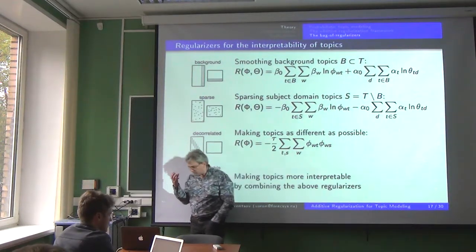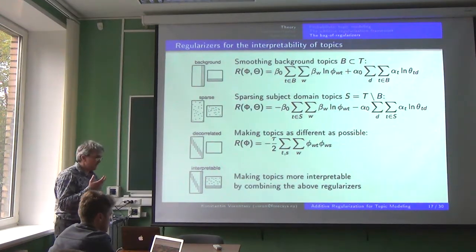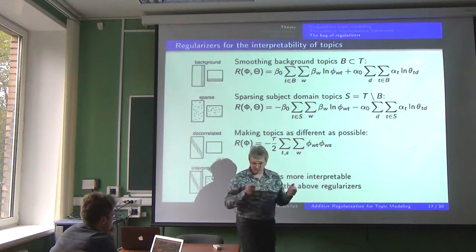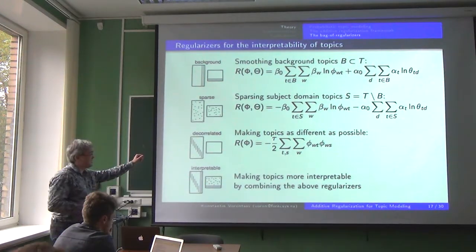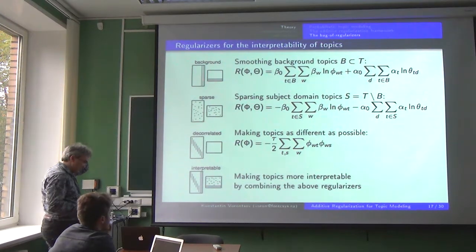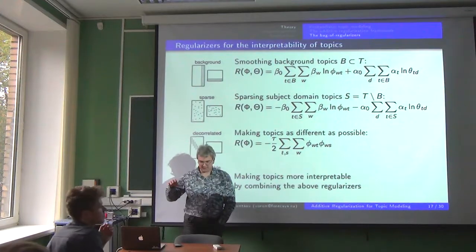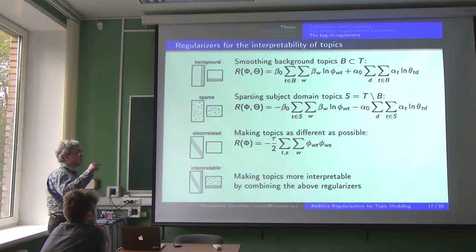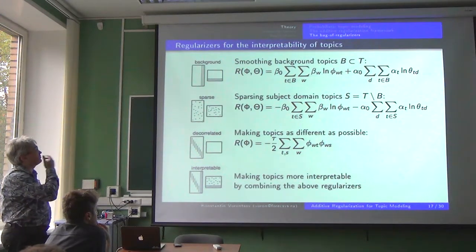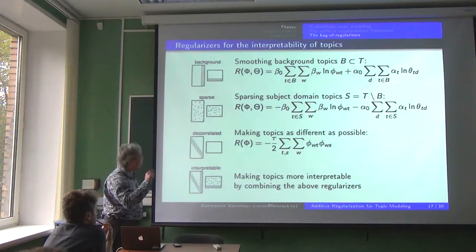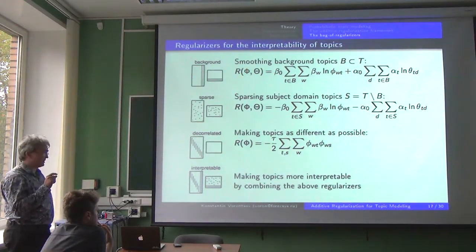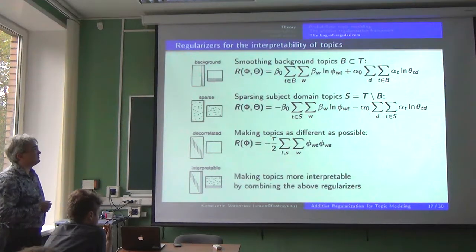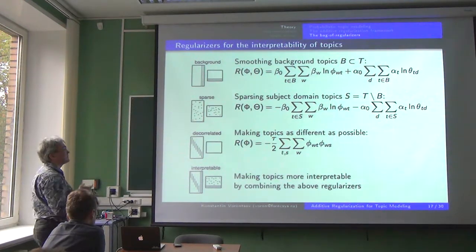Thus, we can solve practical tasks of topic modeling by combining building blocks. What are our building blocks? Here is a series of slides where I show that many traditional topic models, that were traditionally introduced in Bayesian terms, can be easily rewritten and restated in our framework. For example, if you want to have background topics to describe the general lexis words, we use the smoothing regularization for these topics.